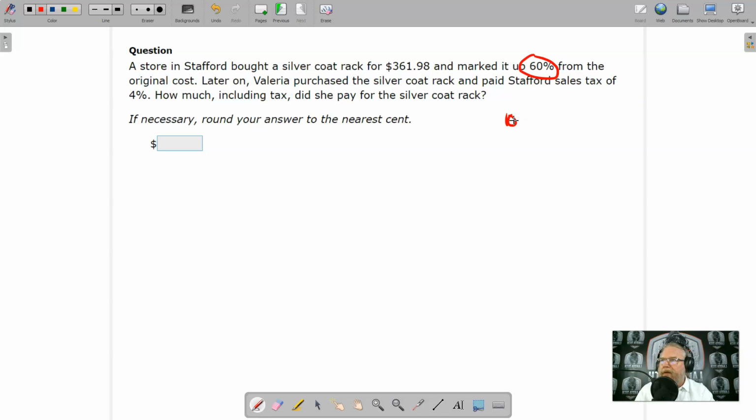So remember, if we're going to do a markup, we actually have to add that percentage to 100. So 100 plus 60 is 160%, and as a decimal, that's going to be 1.6. So this is what we're going to use to multiply the 361.98 by. So they paid $361.98, and then we're going to multiply that by 160% or 1.6. This is going to give us the price that they're now selling it for after the markup.